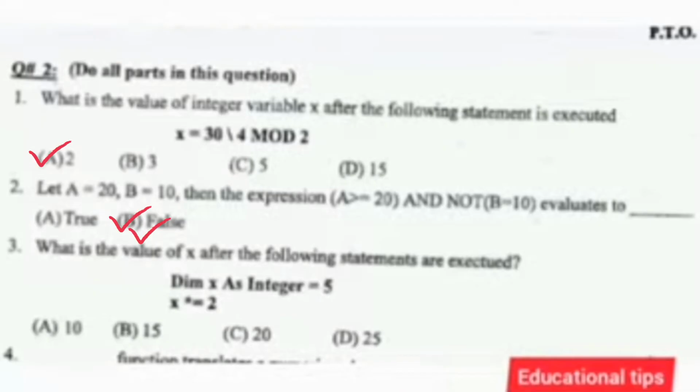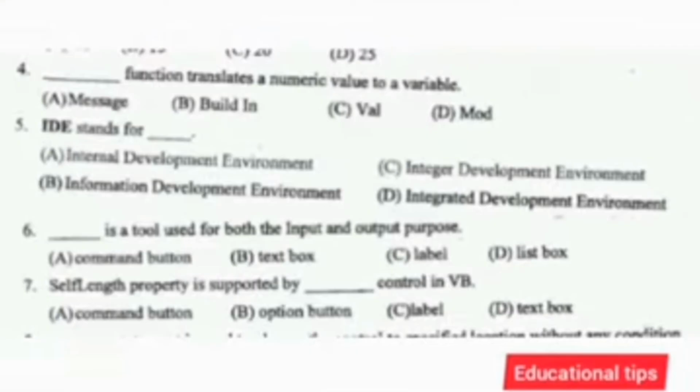What is the value of x after the following statements are executed? Dim x as integer equal to 5, x star equal to 2. The value of x is 5, and if we multiply 5 by 2, the answer is 10. Dash function translates a numerical value to a variable. Option C, well. IDE stands for Integrated Development Environment. Dash is a tool used for both input and output purpose.